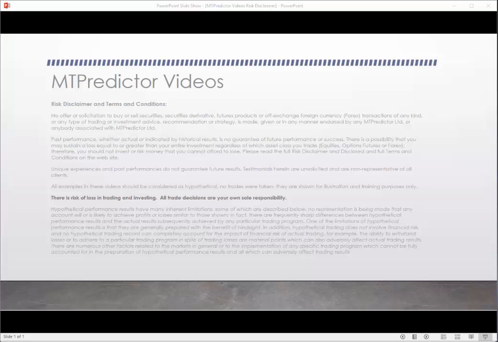Hi everybody, Steve Griffiths here, developer of the MTPredictor software program. In today's MTPredictor video, I'd like to look at some advanced analysis on the Nifty and the BankNifty.